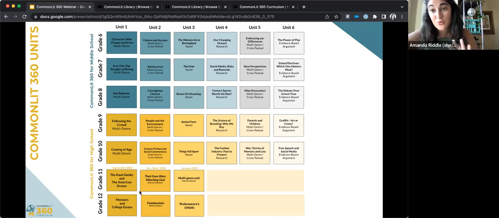We expect the 11th and 12th grade units, the first 3, to be done by January of 2023. And then we're going to take some feedback from teachers like you to help build out the last 3 units. But for grades 6 to 10, everything is vertically and horizontally aligned.